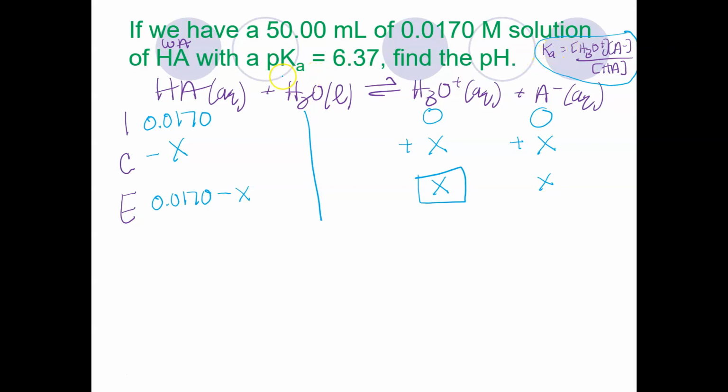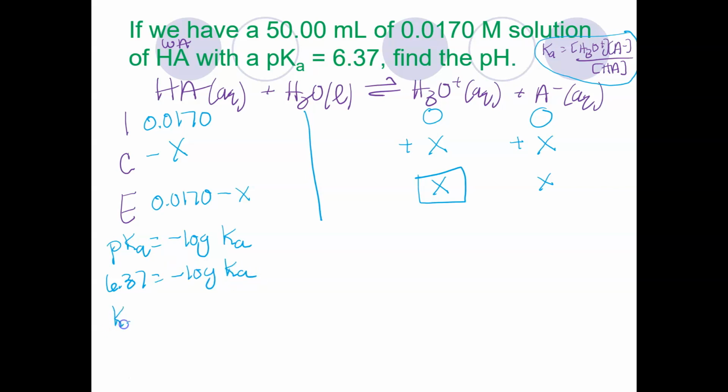Well, if we look back at the question, we weren't given the Ka, we were given the pKa. So just a quick reminder, pKa is just the negative log of the Ka value. So we're going to actually have to do this math. I'm going to take 6.37 and plug it in for pKa, and I'm going to solve for Ka.